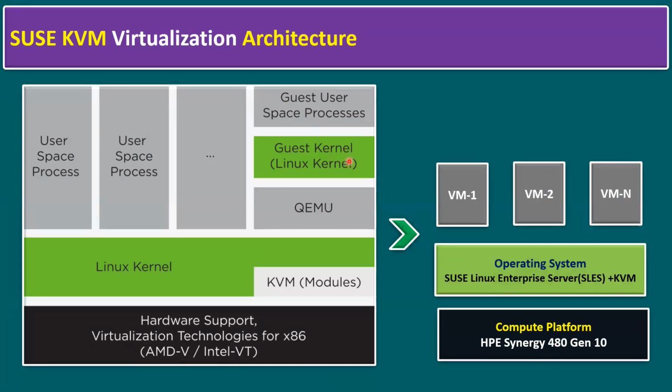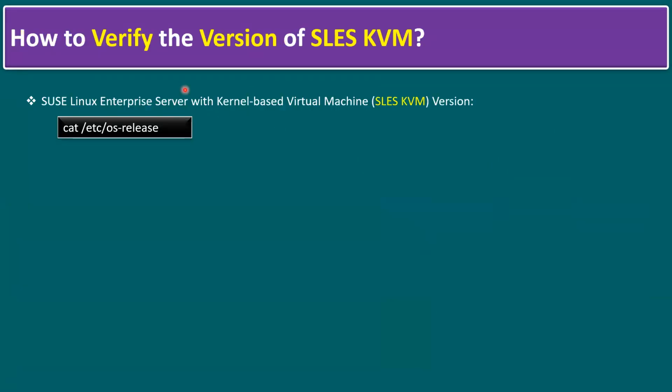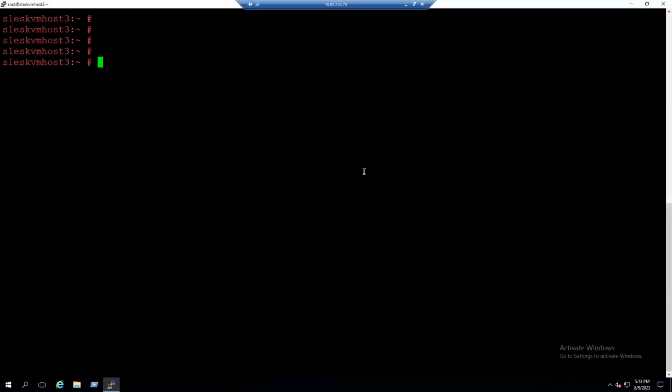Now let's start with a few basic commands. How do we verify the version of SLES, SUSE Linux Enterprise Server, the KVM version? To verify this version, generally we can look at the file /etc/os-release. When you type this command using cat, we can see the version information. So let's quickly log into our lab system, and I will show you how we can verify this command.